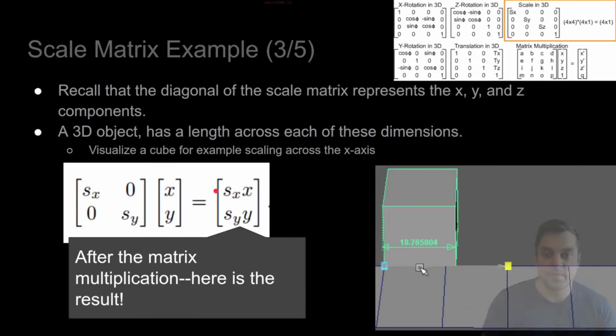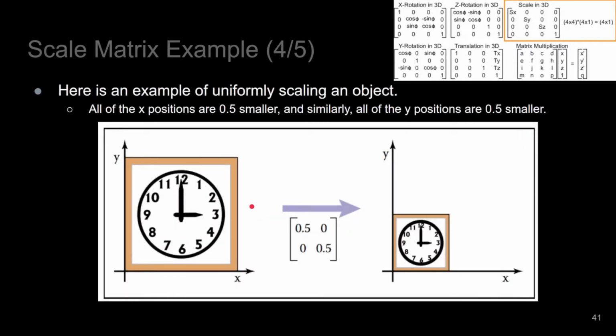And then we can build some more intuition here with a little visual. I like to use clocks because you can pay attention to the numbers on the face of the clock to see how things change. But this would be an example of applying a scale matrix of 0.5 on the diagonal. So we're effectively halving everything.